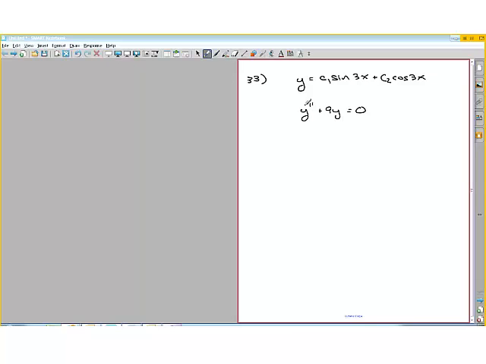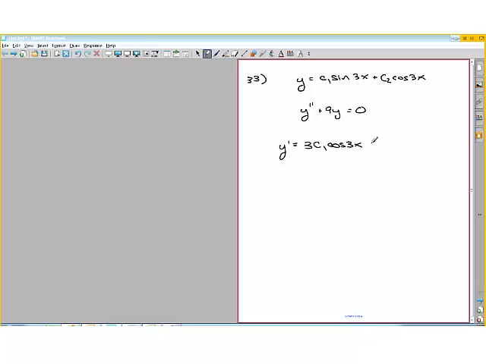So just like we did in the previous problems, we're going to calculate the first derivative, and then we'll calculate the second derivative to get this part. We'll plug it in and verify that this is true, given this being a solution. So to be able to get the second derivative, we have to do the first derivative first. Okay, so when we first take the first derivative, using the chain rule, this 3 is going to come out. So we're going to get 3 times C1, which is just a constant, times the derivative of the sine, which is the cosine. So we get the cosine of 3x.